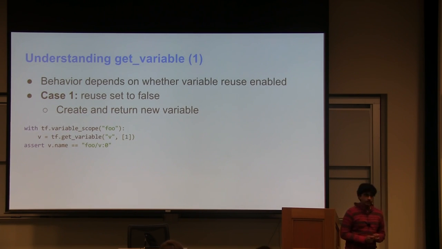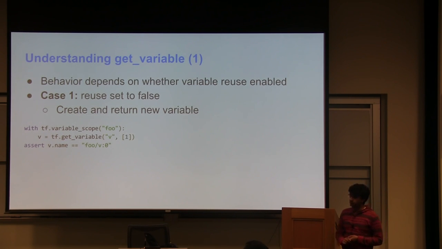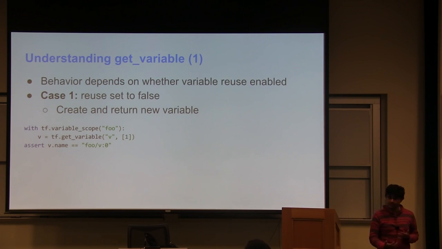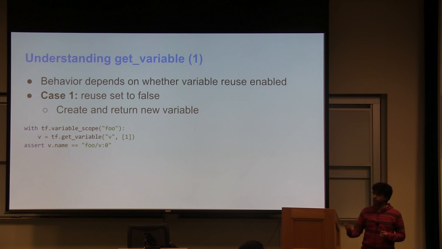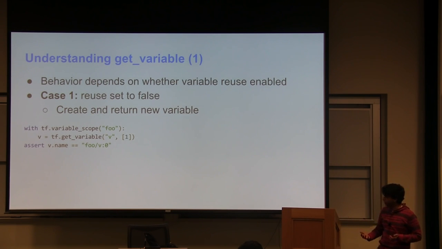So I think we've already talked a bit about what getVariable does. The key idea is that depending on what's going on in the global scope, it does two different things. The first is that getVariable respects scope implicitly. If you call getVariable in scope foo, it'll look for foo/v. It won't look for bar/v or any other scope. So getVariable respects scope underneath the hood, which makes it a convenience. If reuse is set to false, getVariable creates new variables for you under the hood. So it's the preferred way of making new variables deep inside a TensorFlow program.